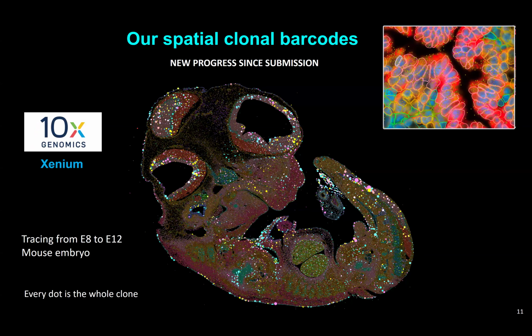And now we move beyond that to the next step. This is something very new. Before, we could recover the clones only by sequencing cell transcriptomes, so we had to dissociate the embryo into a suspension of cells. Now we are creating spatial transcriptomics compatible barcodes. So now we can see the clones in space on sections of the embryo. And this is really, really powerful.